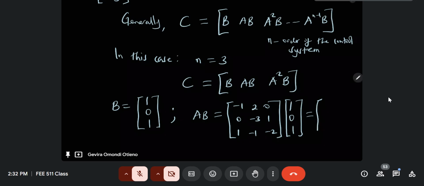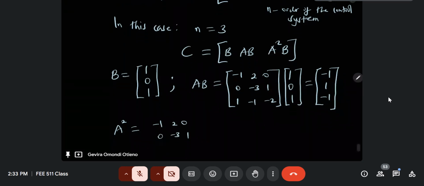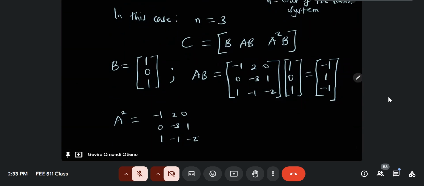So let me multiply out. Multiply the rows, that is -1. So this one is just going to be -1 because the others are 0. The next one is going to be 0, 0, 1. So this one is going to be 1. The other one is going to be 1, 0, minus, should be 1 minus 2. 1 minus 2 is -1. Okay, so that is AB. Remember, I'm trying to come up with this matrix. So I need to get A squared also. A squared is basically -1, 2, 0, 0, -3, 1, 1, -1, -2.